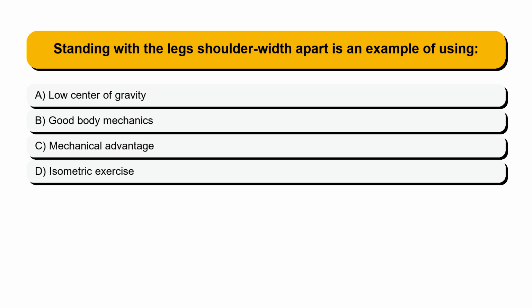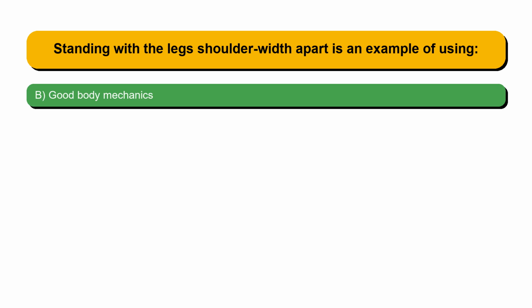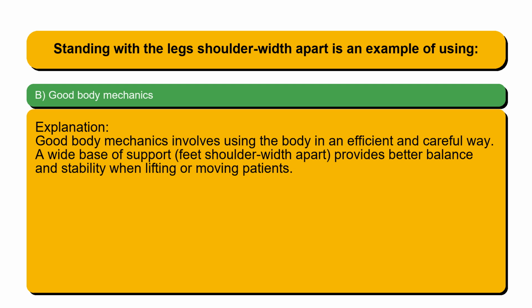Question 66. Standing with the legs shoulder-width apart is an example of using: Option A. Low center of gravity. Option B. Good body mechanics. Option C. Mechanical advantage. Option D. Isometric exercise. The correct answer is option B. Good body mechanics. Good body mechanics involves using the body in an efficient and careful way. A wide base of support, feet shoulder-width apart, provides better balance and stability when lifting or moving patients.